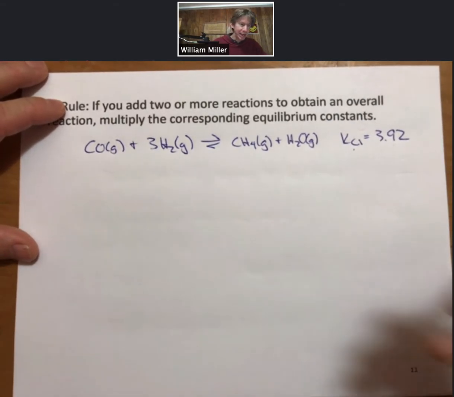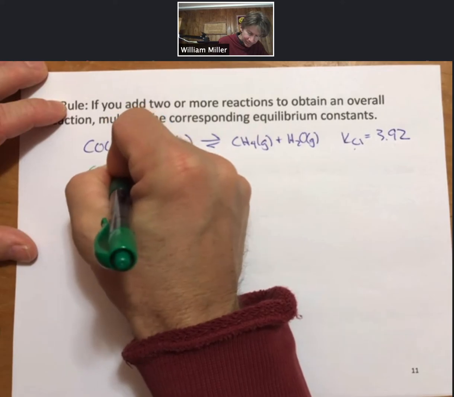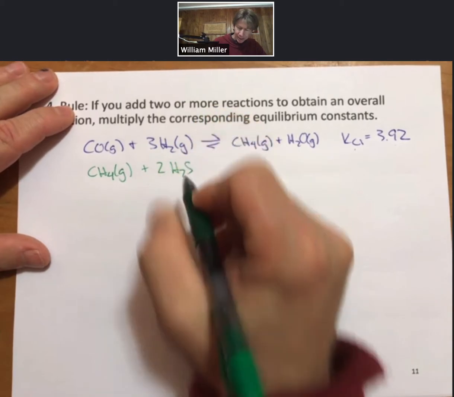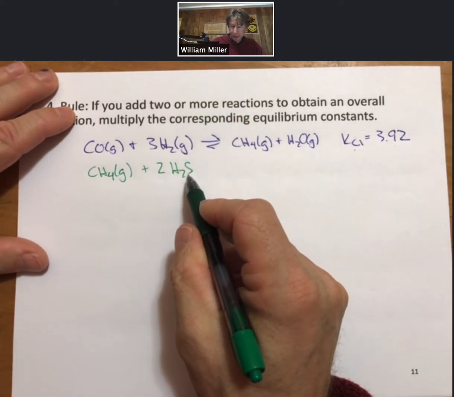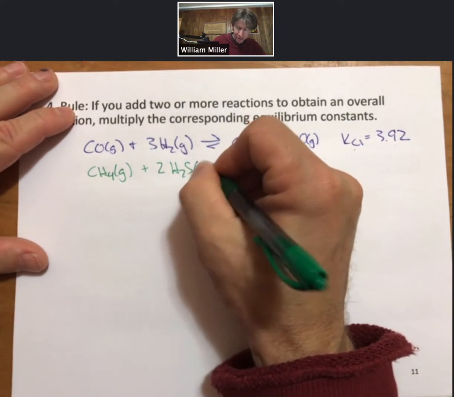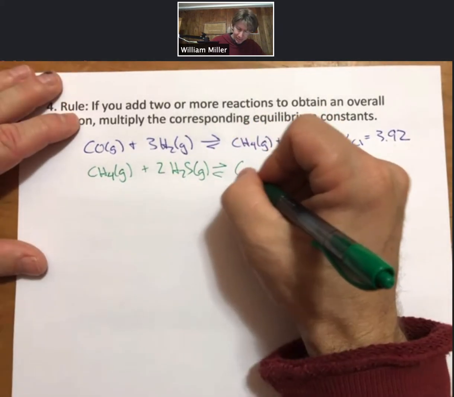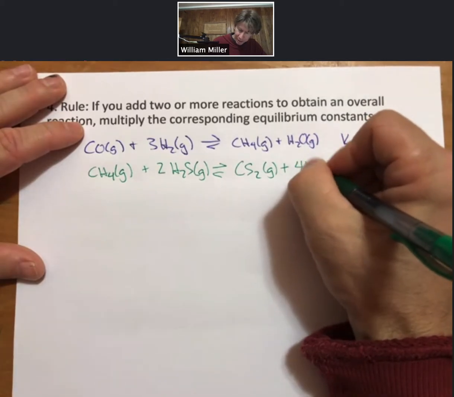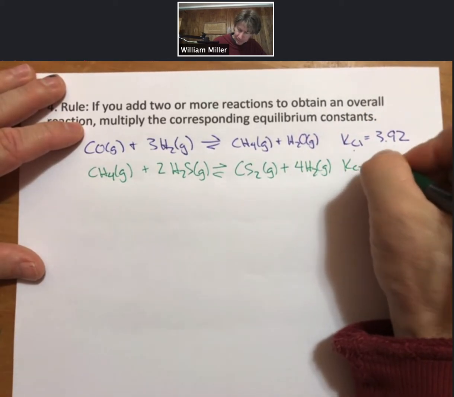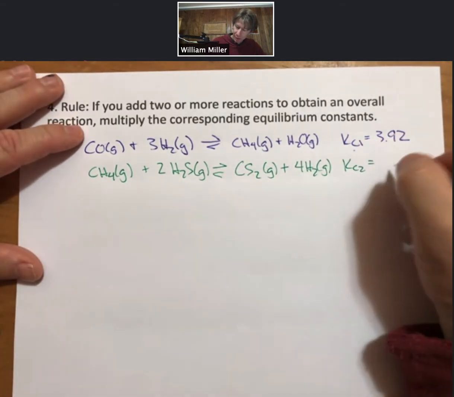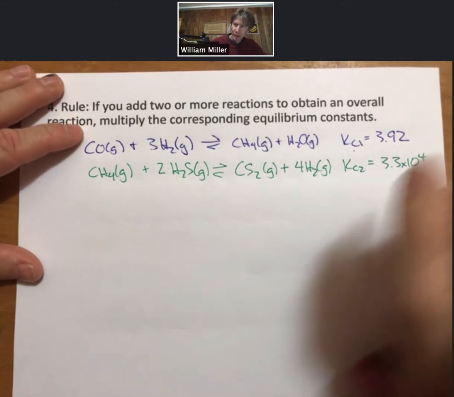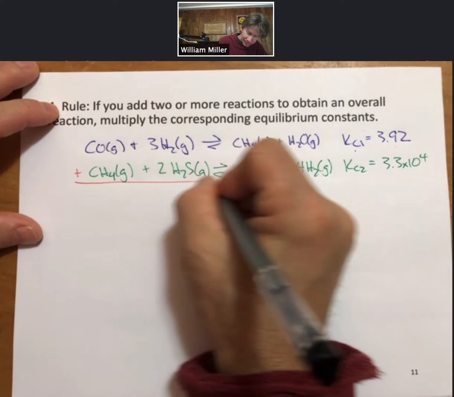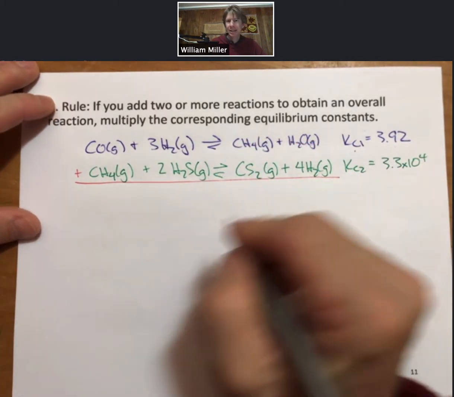And then we have another reaction which takes methane plus 2 hydrosulfuric acid, hydrogen sulfide, it's in the gas phase, goes to CS2 plus 4 hydrogens. And again, we would be given this 3.3 times 10 to the 4th. We could add these two reactions, and we would multiply their Kc values.